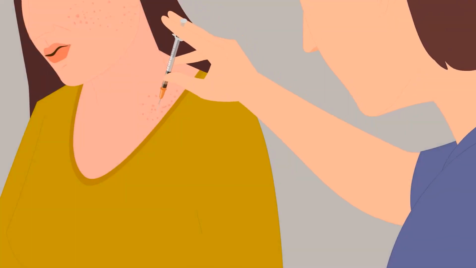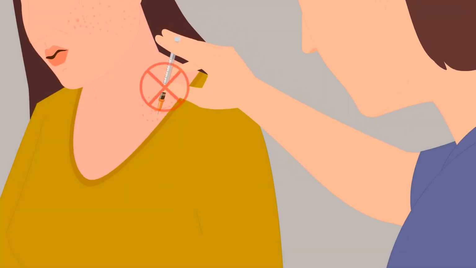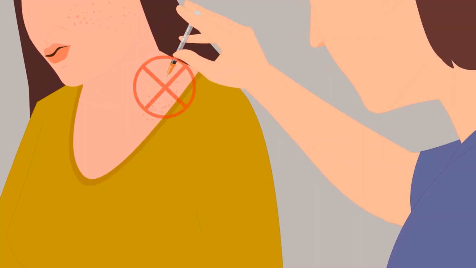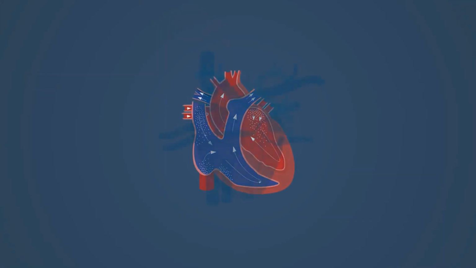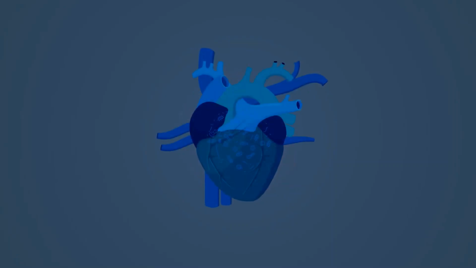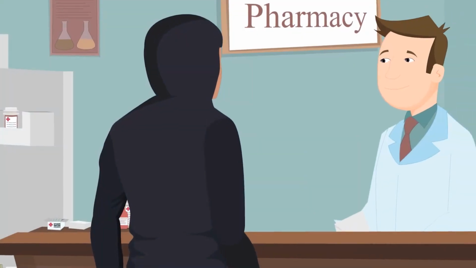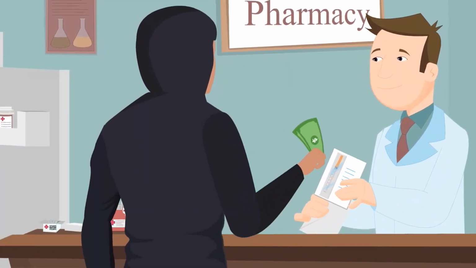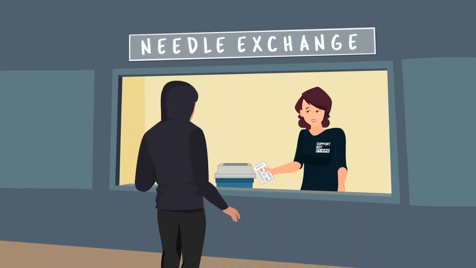Damage to veins in areas such as the forearms increases the likelihood that people will inject into riskier areas such as the neck. This carries a higher risk of deep tissue infection. Syringes are often available without a prescription at pharmacies or at needle exchange program centers.